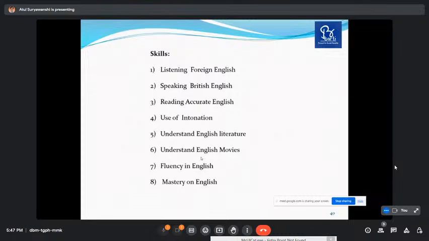We can read the English in a correct and accurate way with the help of stress, accent, intonation. We can use them while speaking the language, while reading the English, and this is a very important skill. The four skills are very important when we teach B.Ed and D.Ed students: LSRW, that means listening, reading, speaking, and writing.